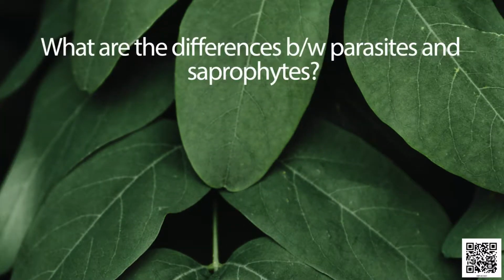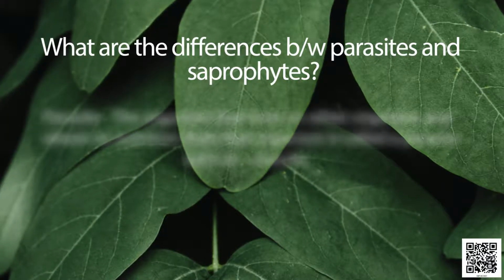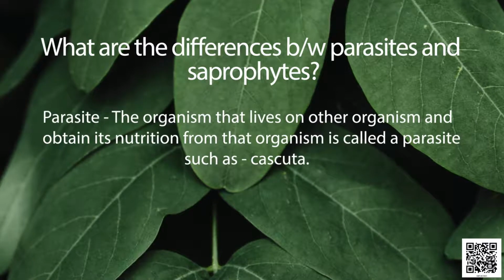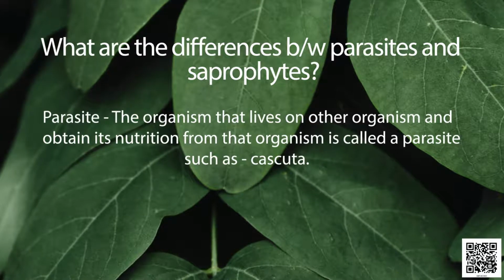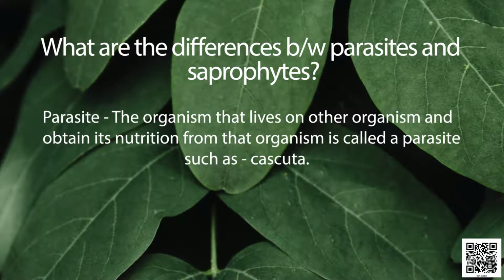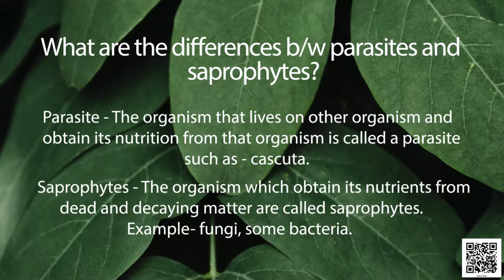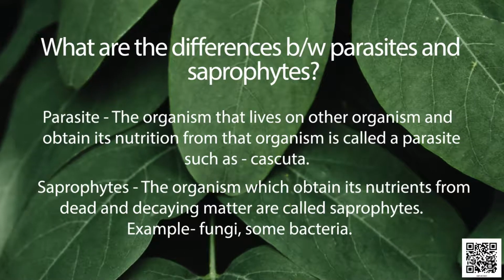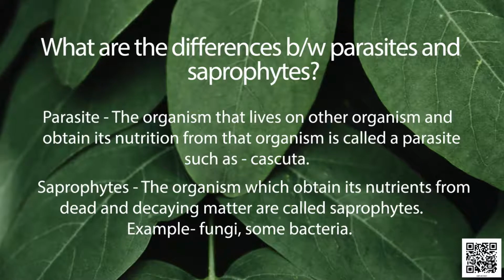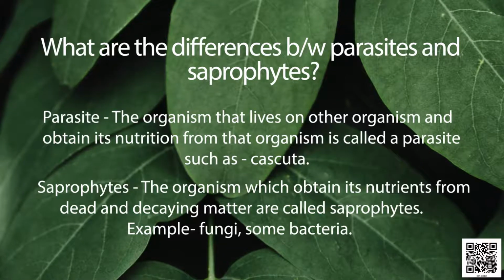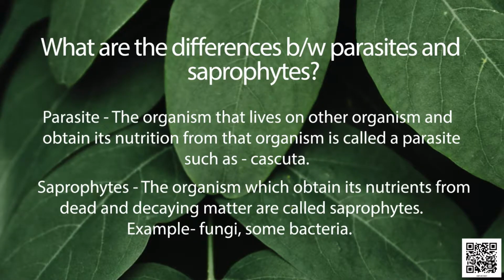What are the differences between parasites and saprophytes? Parasite: the organism that lives on another organism and obtains its nutrition from that organism is called a parasite, such as cuscuta. Saprophyte: the organism which obtains its nutrients from dead and decaying matter is called a saprophyte. Example, fungi and some bacteria.